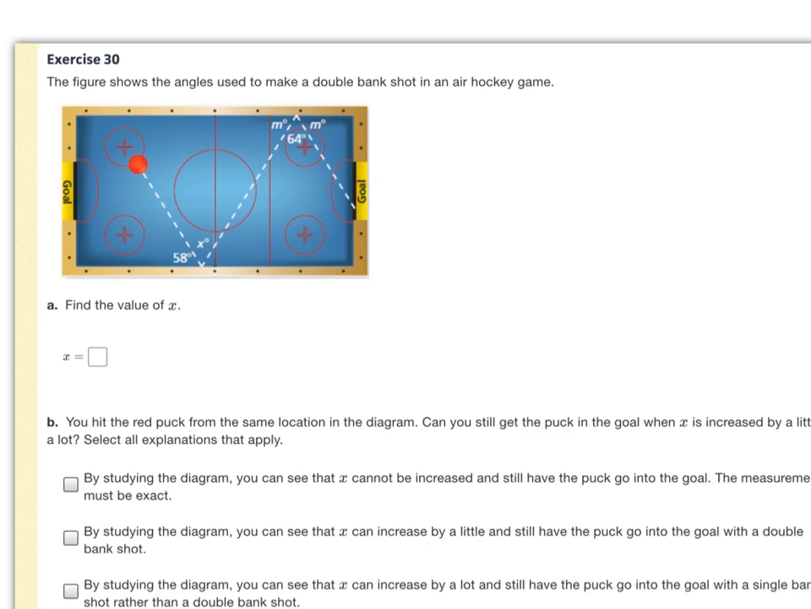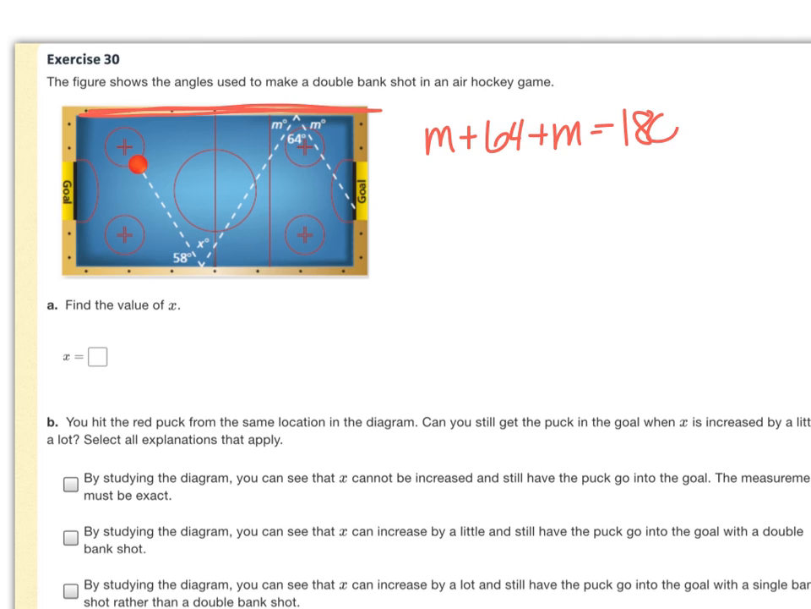All right, so I'll end with this homework question. This is number 30. It says the figure shows the angles used to make a double bank shot in an air hockey game. And so we need to find out what x is. And in order to find out what x is, we're inevitably going to have to find out what m is.